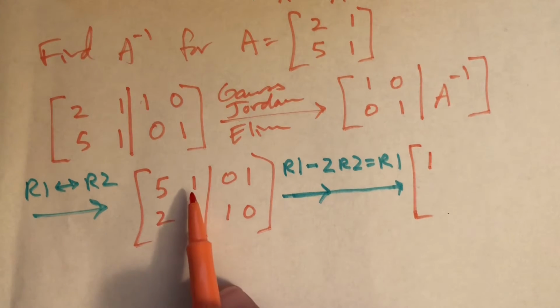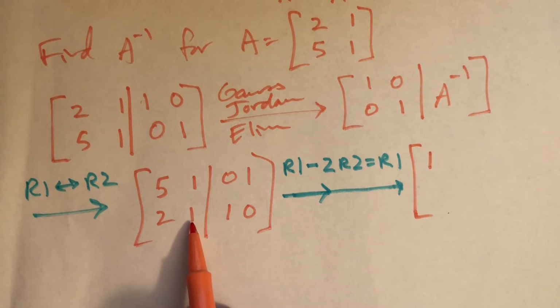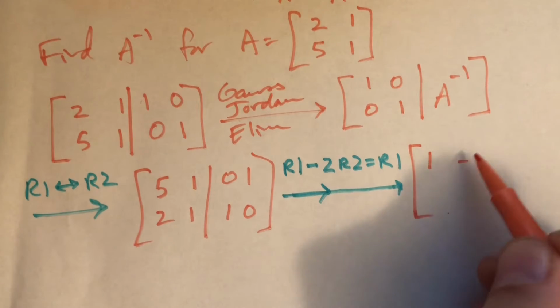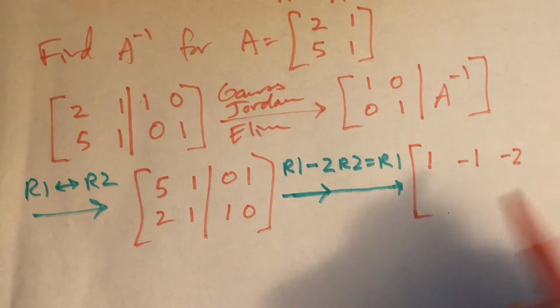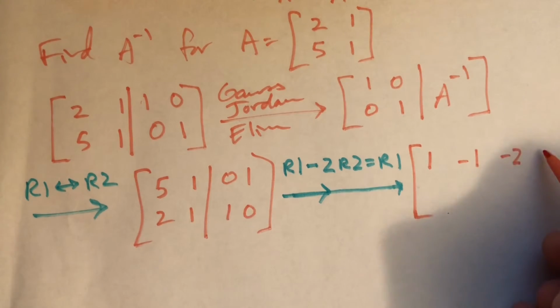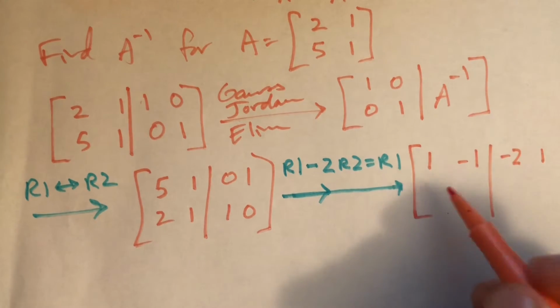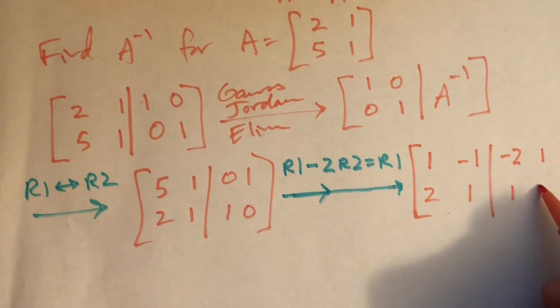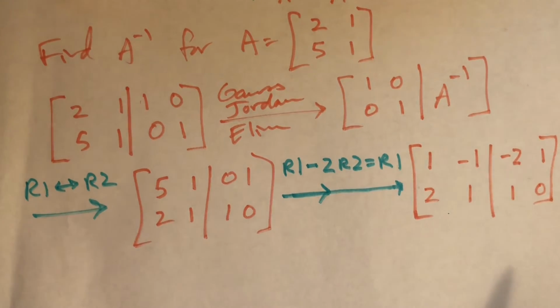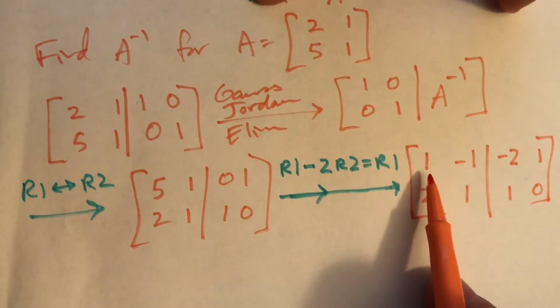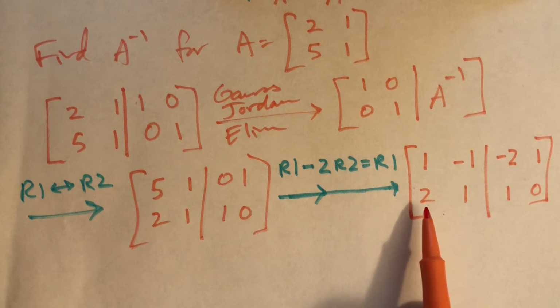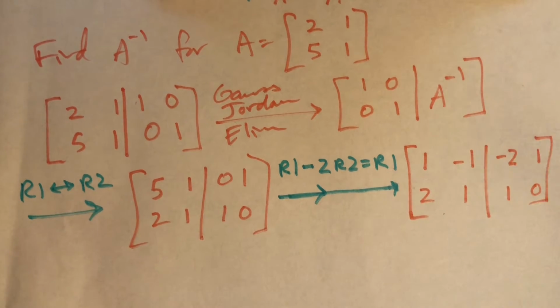Good. Then row 1 minus 2 times row 2: 1 minus 2 would be negative 1. Then 0 minus 2 would be negative 2. Then 1 minus 0 would be 1. We didn't change row 2, so we got 2, 1, 1, 0. Okay, good. So now that is wonderful because I've got a 1 in this position, and I can use that to cancel out that 2 there.